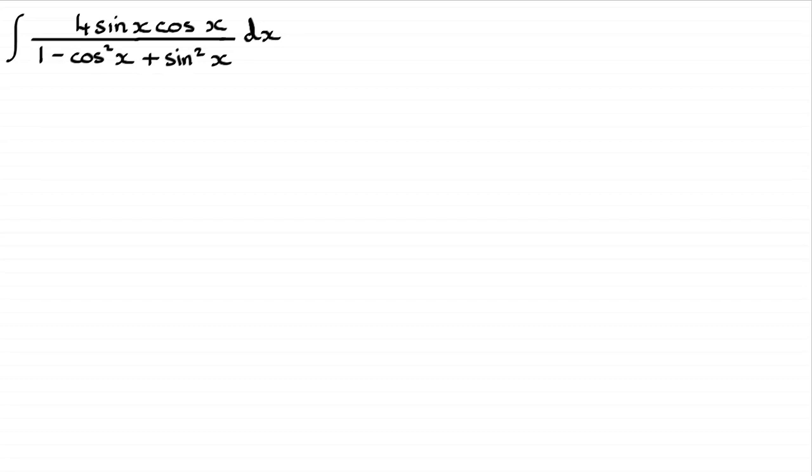Hi, so what we've got here in this one is this integral: 4 sine x cosine x, all divided by 1 minus cosine squared x plus sine squared x, and we're integrating this with respect to x. If you'd like to have a go at this, as usual, just give you a short while to pause the video. When you come back, you might want to fast forward if you want to check your answer, or I'll take you slowly through the worked solution.